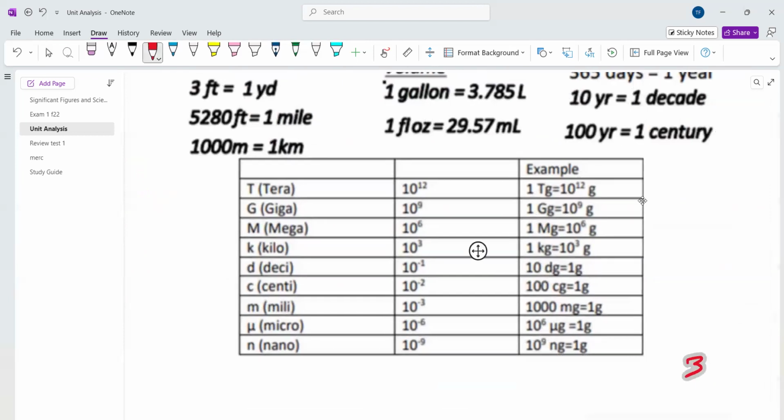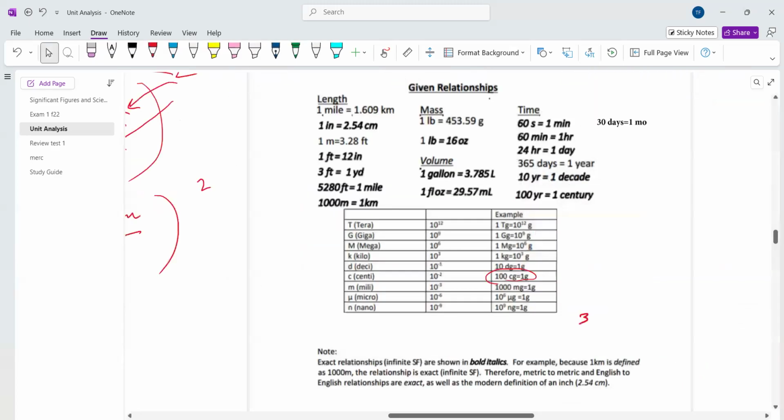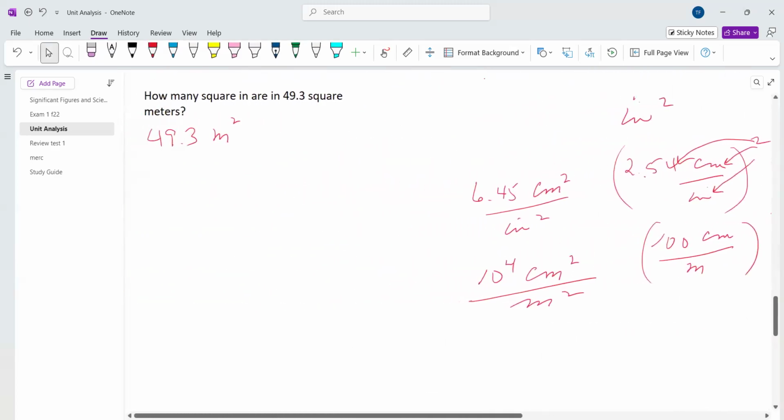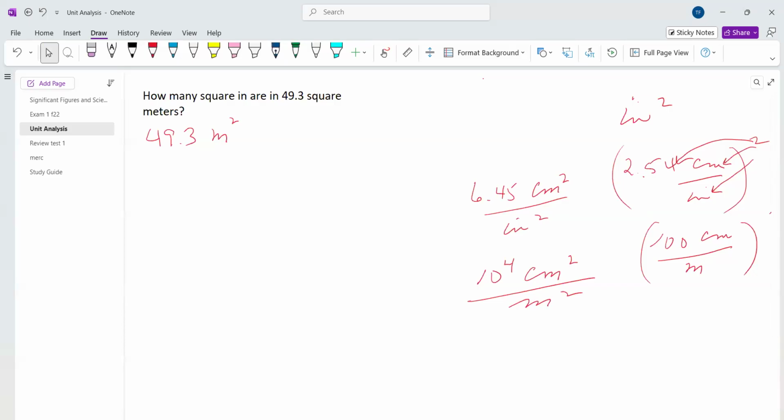So instead of centigrams, we're doing centimeters. How many cents are in a dollar? 100, right? That's an easy way to remember it. Okay, now. So given has to cancel. So it means meters is on the bottom.